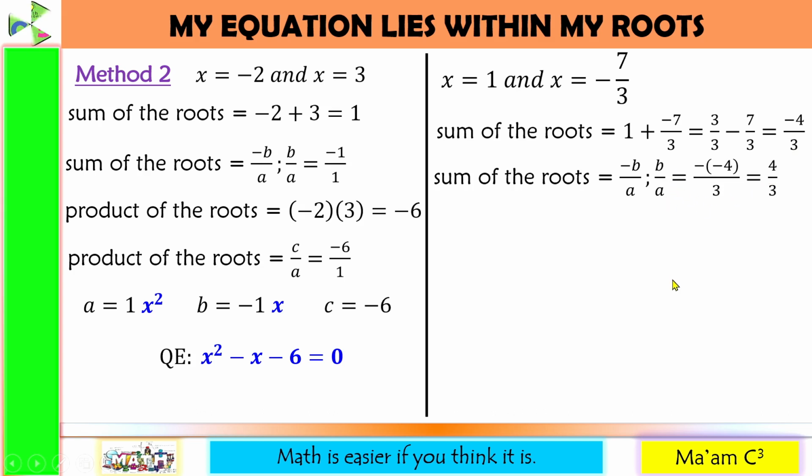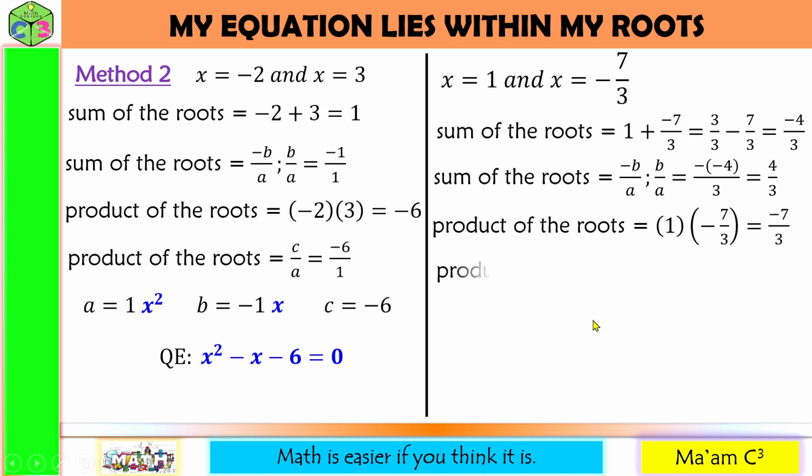For the product of the roots, let me multiply this too. And this will give me a product of negative 7 over 3. Again, the formula for the product of the roots is c over a. So the numerator here is my c, and the denominator is my a. So a again is equal to 3, b is equal to 4, and c is equal to negative 7.